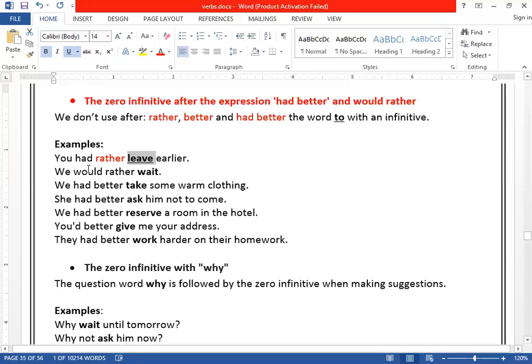We would rather wait. So after would rather we use a bare infinitive. We had better reserve. She had better ask. You had better give. They had better work. After had better we use a bare infinitive.